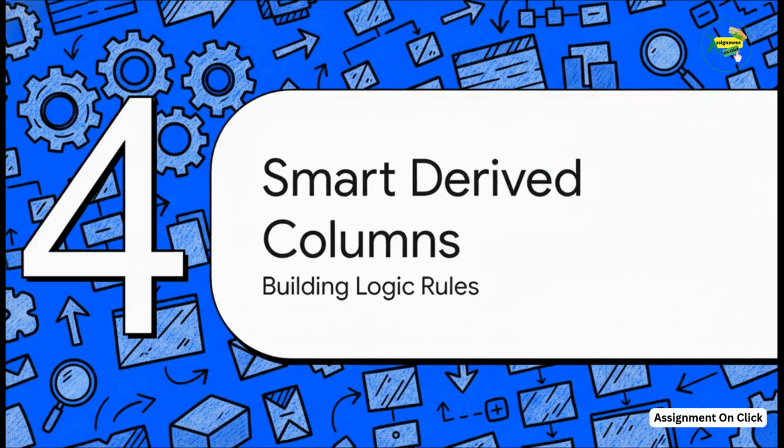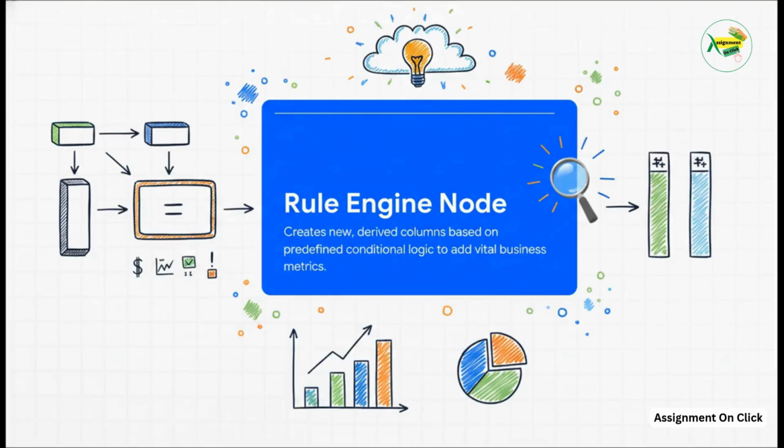Moving right along to section 4, building smart derived columns with logic rules. Let's see how conditional formatting levels up our analytics. The rule engine node is where your workflow gets truly intelligent. It evaluates predefined conditional logic to create entirely new derived columns. By establishing your own custom rules, you're essentially baking specific business logic directly into the dataset itself.